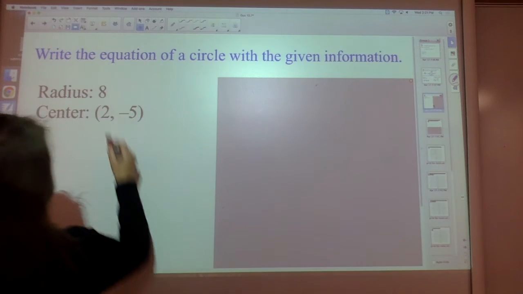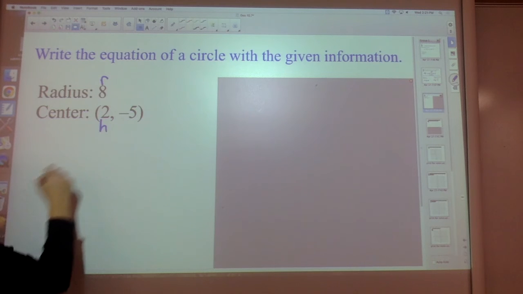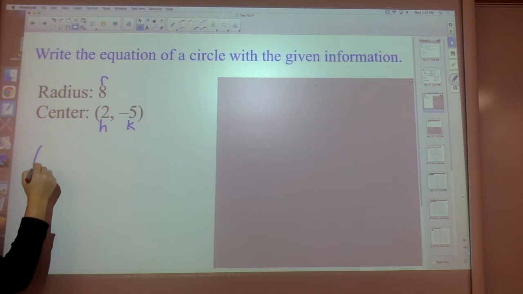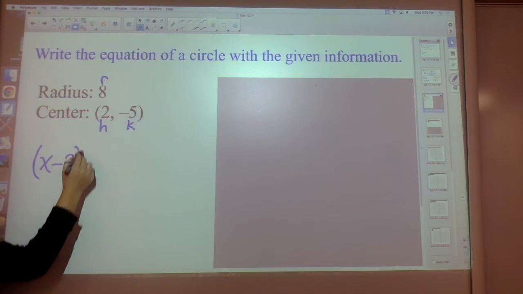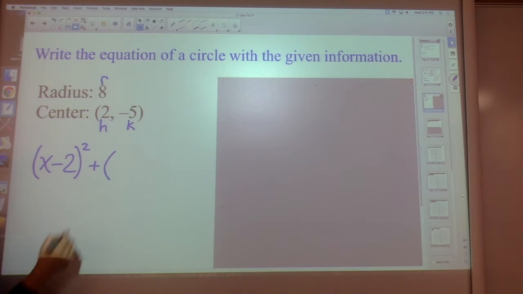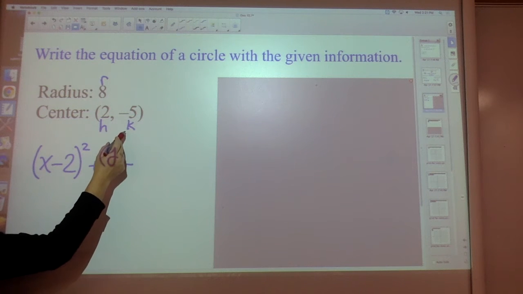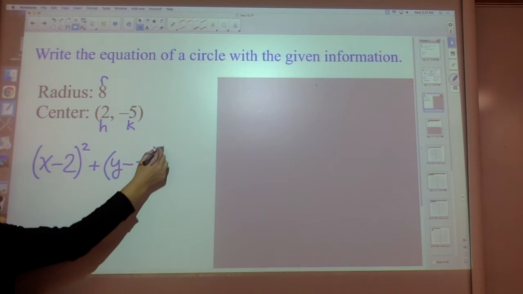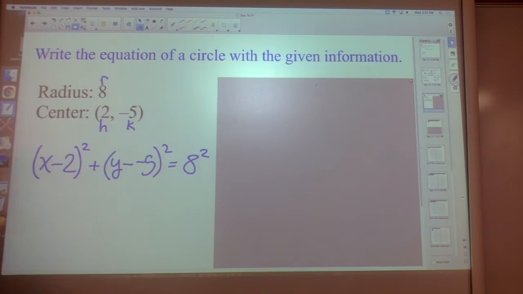So knowing that radius r is 8, h is the 2 value, and k is the negative 5, we're going to put that in the standard form with (x minus h), which is (x minus 2) squared, plus (y minus k), careful, no, k doesn't stand for careful, (y minus negative 5) squared equals radius squared.